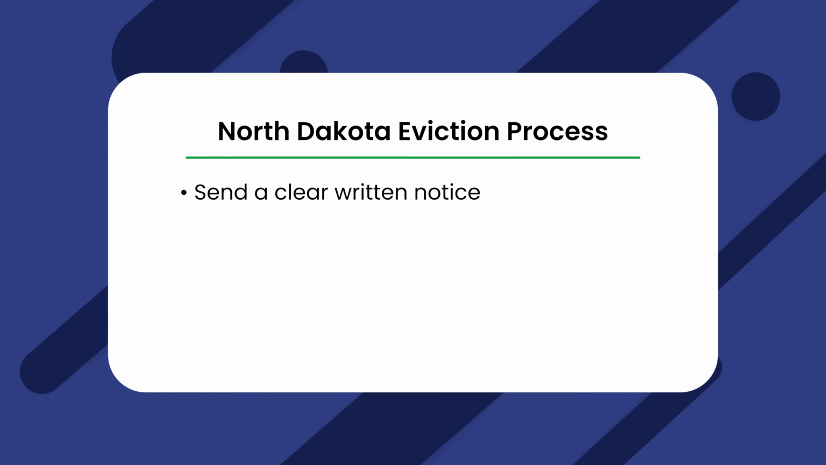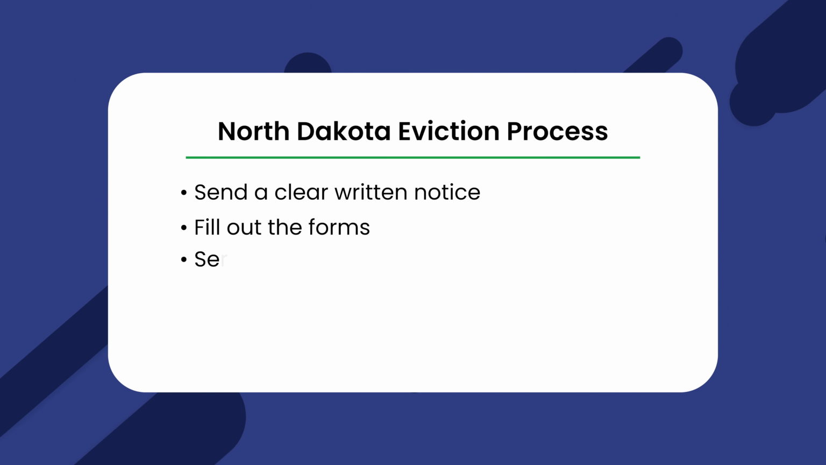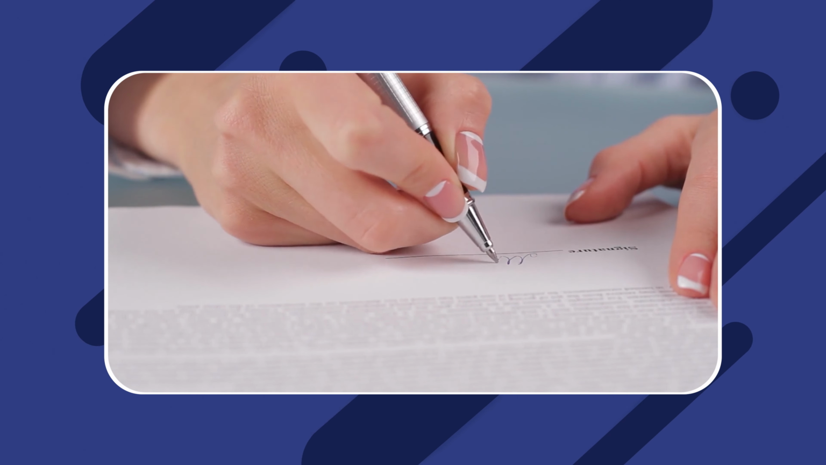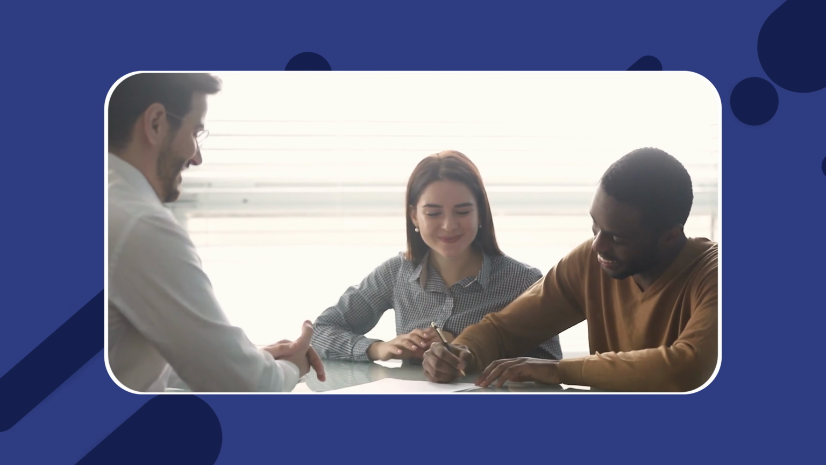In North Dakota, eviction laws vary from county to county, but they still follow the same general eviction process. Send a clear written notice, fill out the forms, serve the tenant, attend the trial, and wait for judgment. Evictions can differ from one another and are dependent on the lease agreement signed by the tenant and the landlord. It is always best to exercise meticulous file keeping to avoid errors that could be exploited by the tenant.